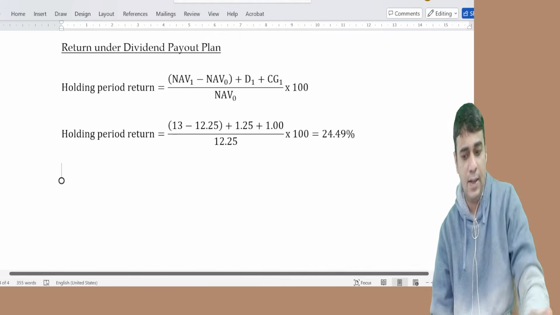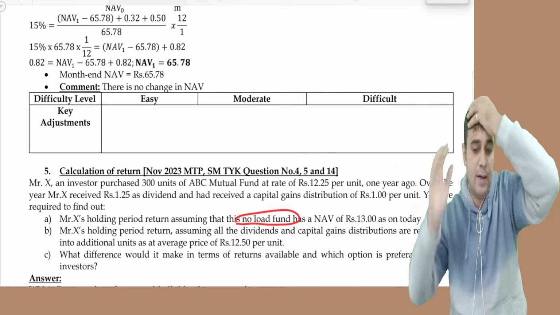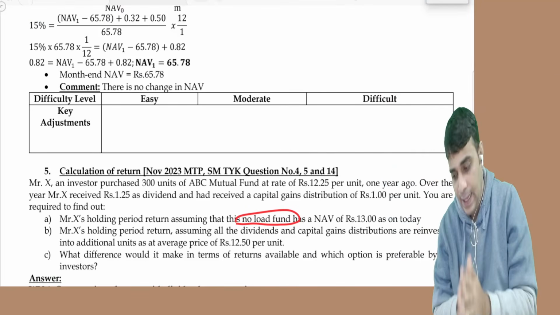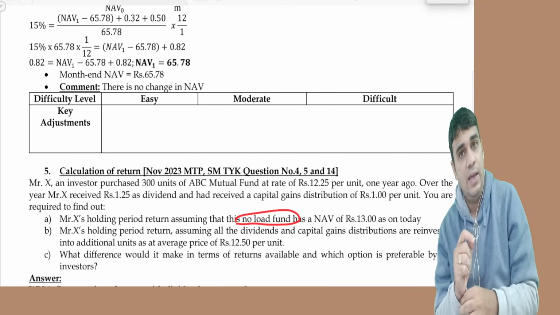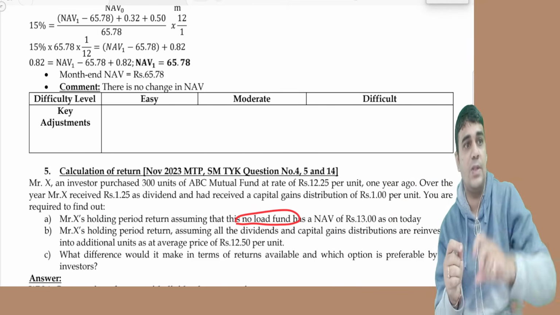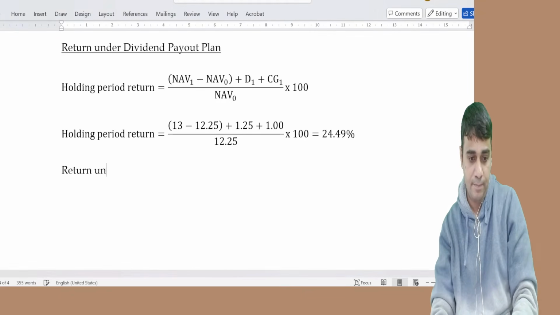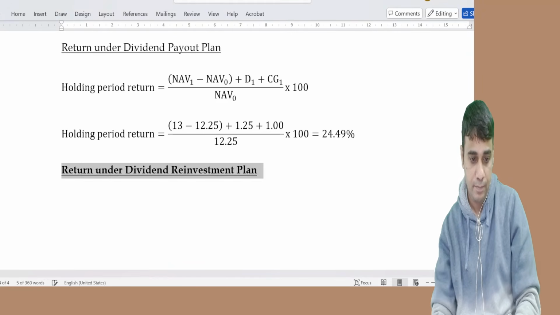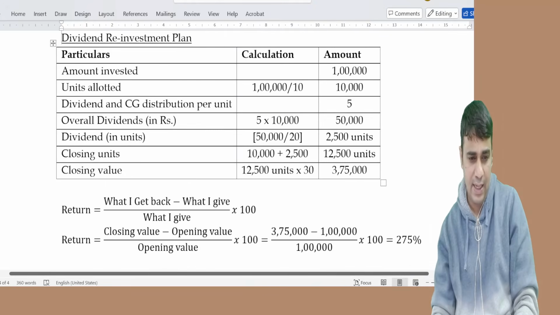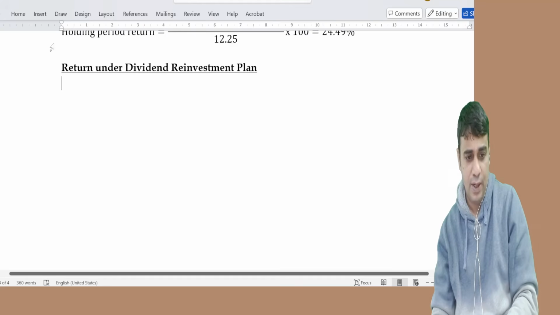Next, the second part is saying Mr. X's holding period return, assuming dividend and capital gain are reinvested. So we have done reinvestment. That's called dividend reinvestment plan. Return under dividend reinvestment plan. I'll exactly repeat the same table. You can keep telling me the numbers.